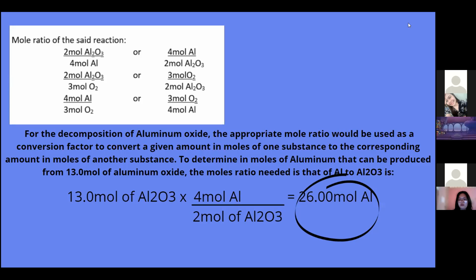To proceed with molar mass, I will be giving the floor to Ms. Umila.